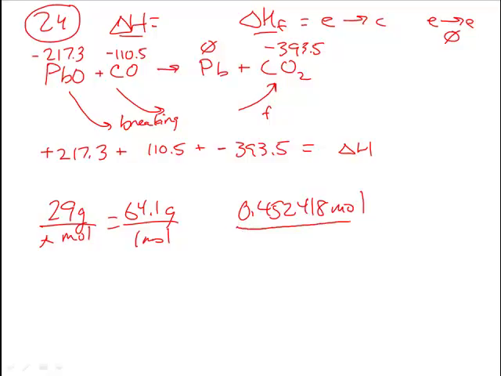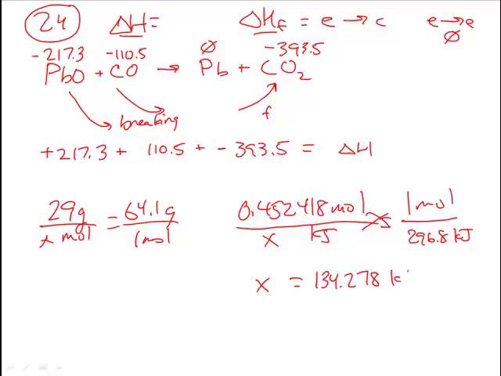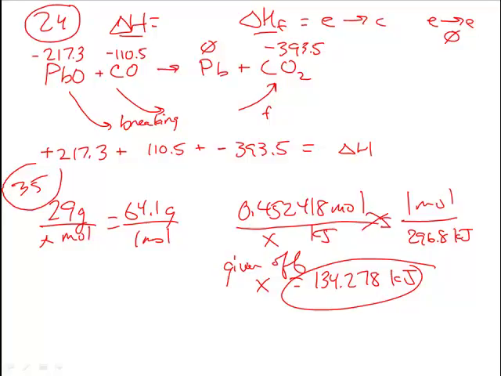And then you just have to convert that to kilojoules. And in 1 mole there is, according to the problem, 296.8 kilojoules. You cross multiply these two, and the amount of kilojoules is equal to 134.278 kilojoules, and that's the amount of energy given off. So that is number 35.